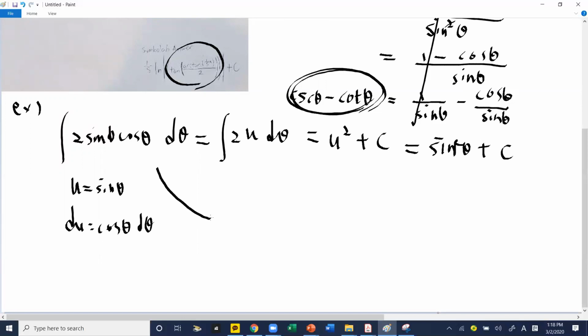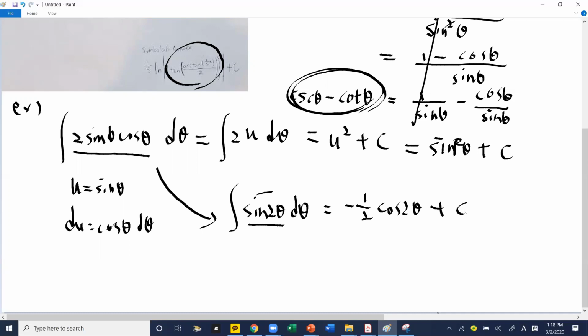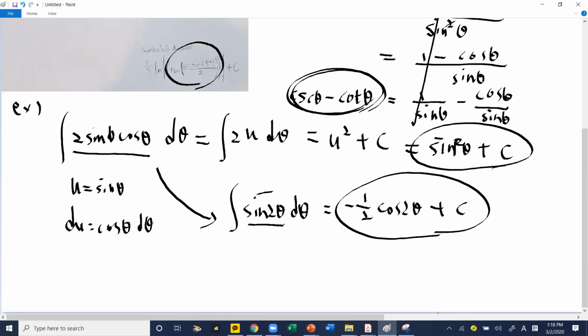Right. But you can also do this using the double angle formula. This one is sine of 2 theta, right? 2 times sine theta times cosine theta is sine of 2 theta. You know that, right? Yeah. Well, I'll remember it. Anyway, I didn't know that, but I'll remember it. If you integrate this one, you will get negative 1/2 cosine 2 theta plus c. Okay? Basically, is this function and this function the same? Yes or no? Yes.